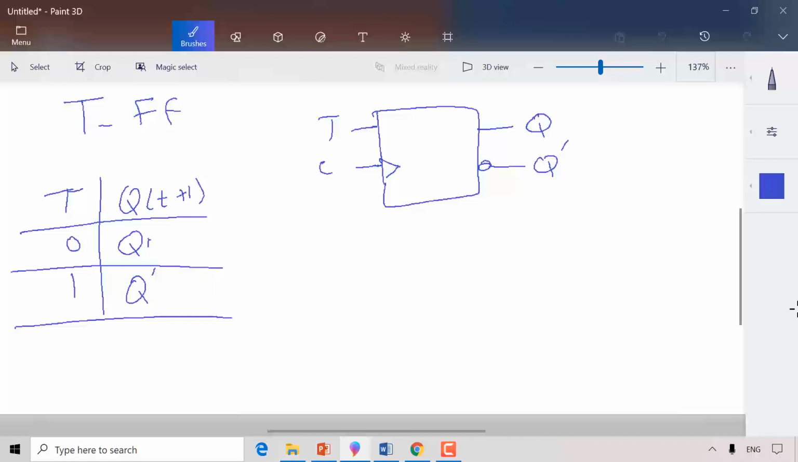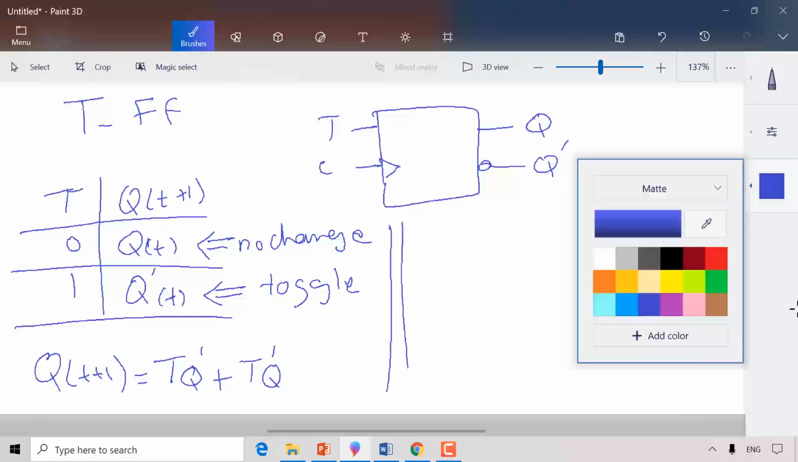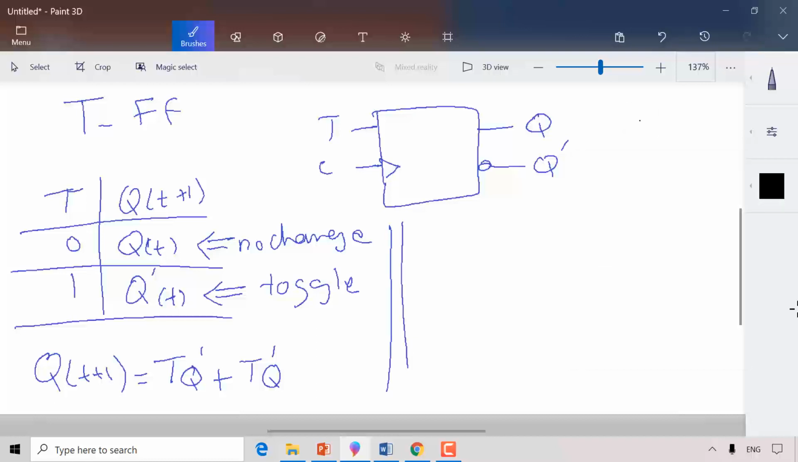So we say that this is no change, and this is toggle. The output Q(t+1) can be expressed as T Q prime or T prime Q. We can implement the T flip-flop in terms of a D flip-flop as follows.